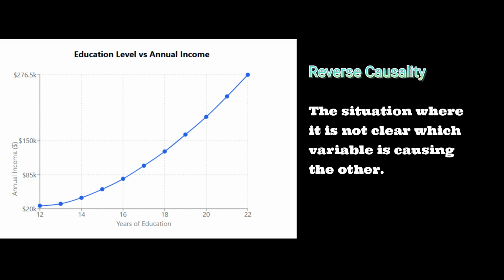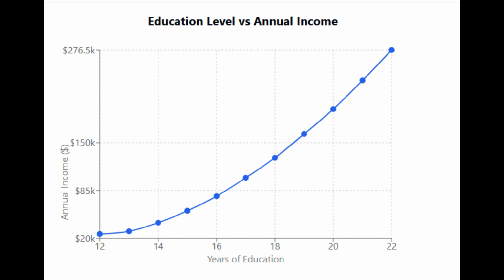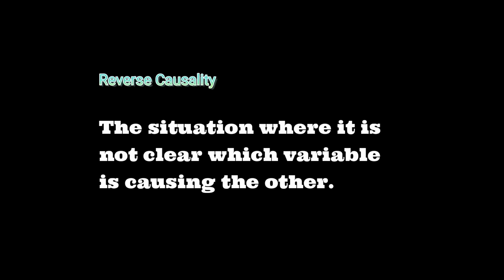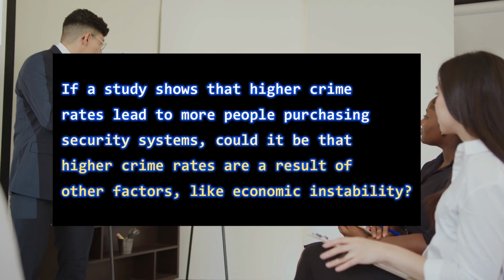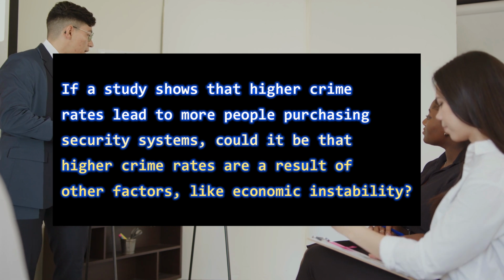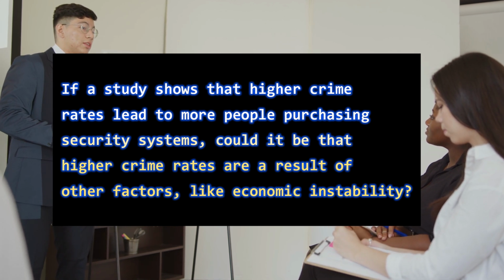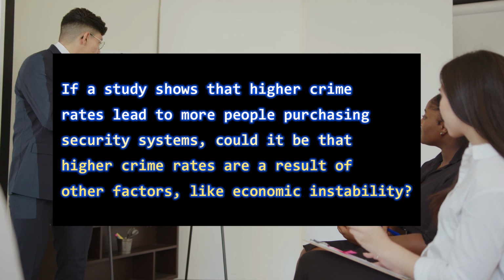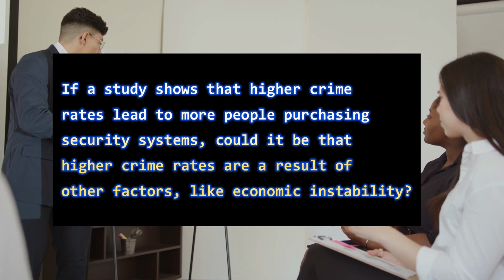Reverse causality refers to the situation where it is not clear which variable is causing the other. For instance, if data shows a correlation between education levels and income, we might wonder, does more education lead to higher income, or does higher income lead people to seek more education? The direction of the causal relationship could be the opposite of what we assume. Here's a scenario question. If a study shows that higher crime rates lead to more people purchasing security systems, could it be that higher crime rates are a result of other factors, like economic instability?